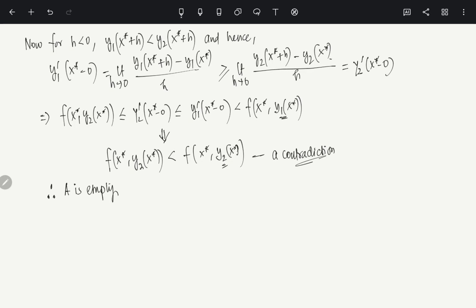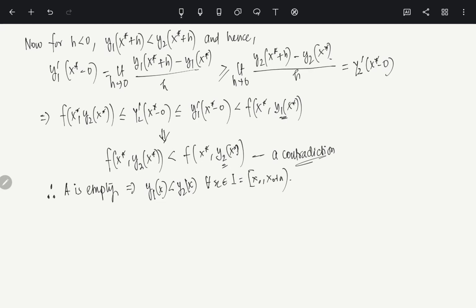Empty, right? And what does that mean? It means that if y1 starts below y2 at the initial data, whatever the initial data, let's say x star, it stays below for all x in I. And what is I? I is nothing but x naught to x naught plus some a. I don't care what a is, some a.